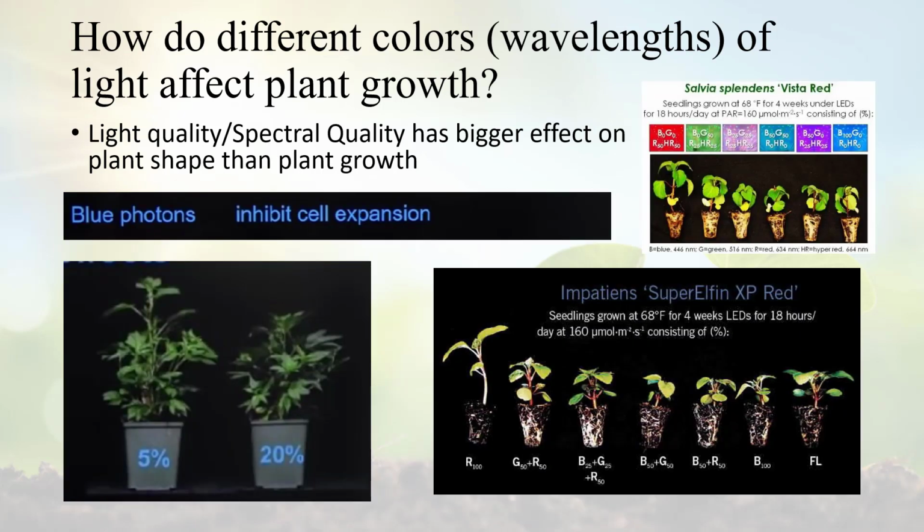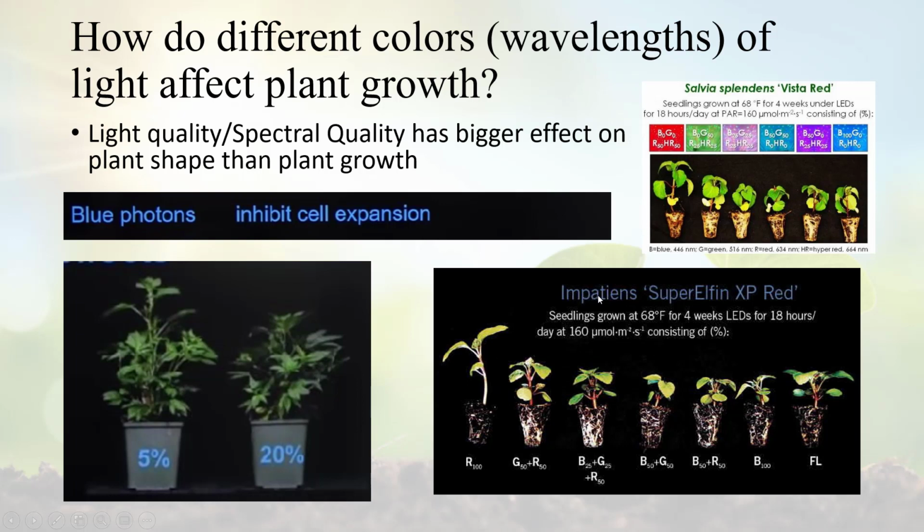So let's look at these a little bit more in depth. We'll look at some examples. We said blue light inhibits cell expansion, so it typically makes shorter plants. Over here, this is cannabis grown at 5% blue light. This is grown at 20% blue light, and you can see the height difference. Here is salvia. Again, as you go towards the right, we're seeing an increase in blue light, and you can see your plants get shorter.